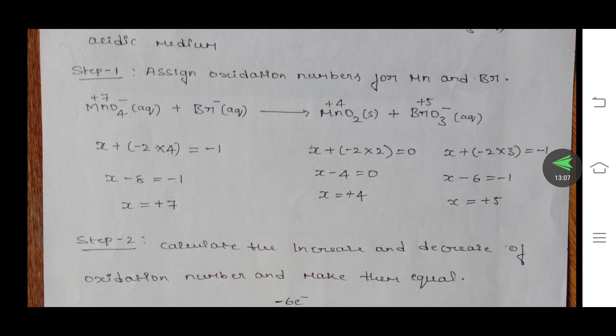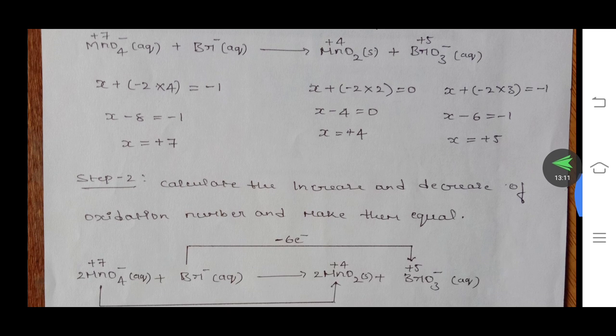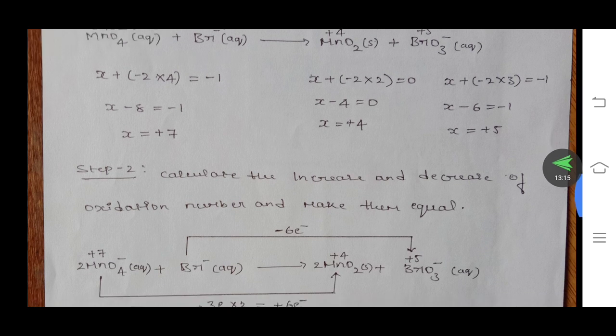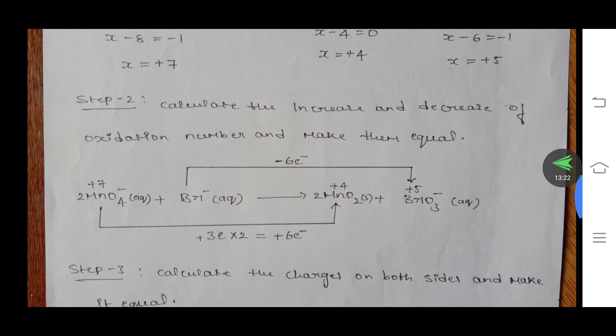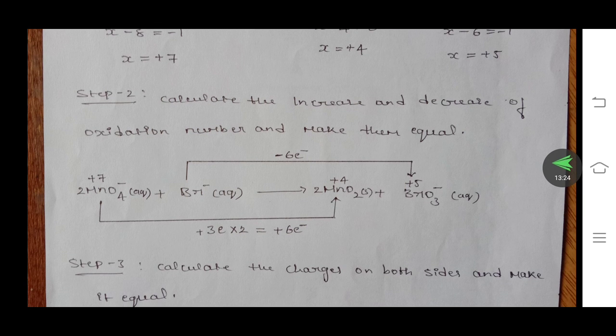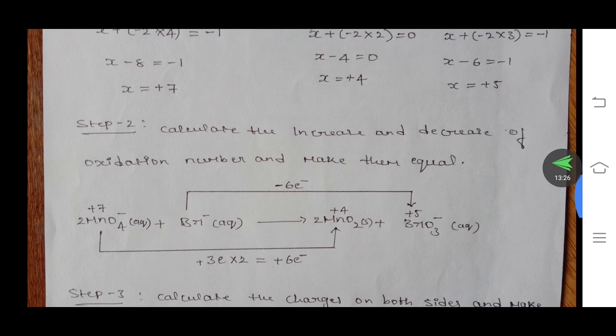Next, X plus minus 2 into 3 equal to minus 1. So X minus 6 equal to minus 1. So X equal to plus 5. Step 2, calculate the increase and decrease of oxidation number and make them equal.